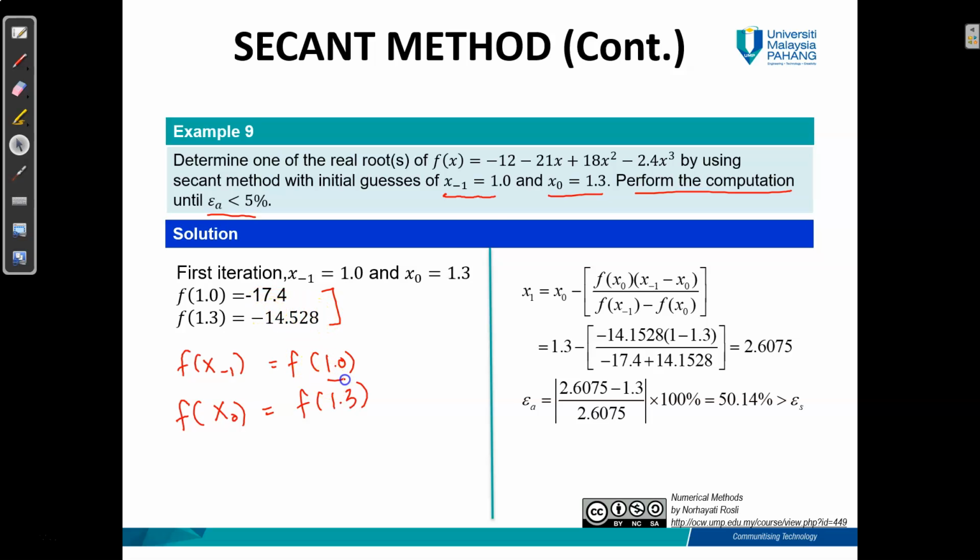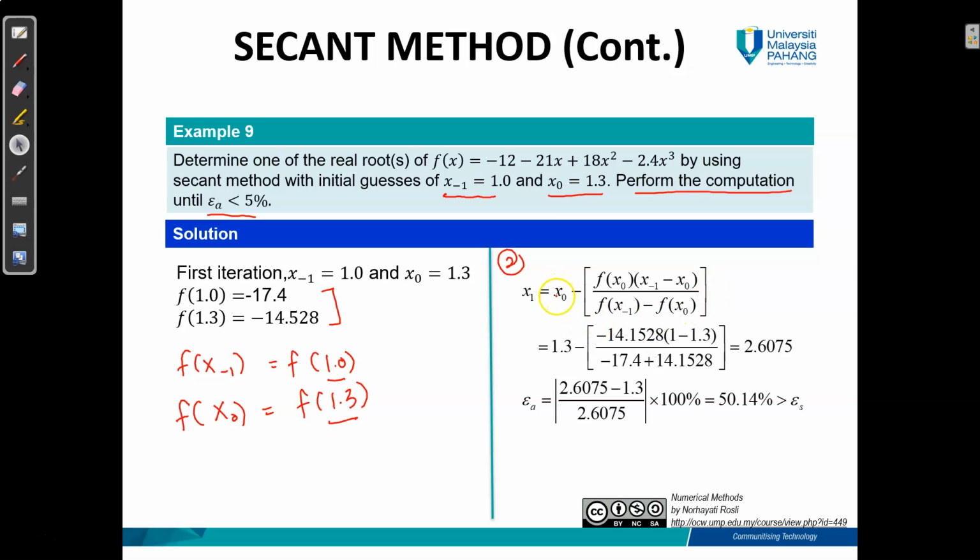You need to substitute 1 in this x, okay? And then you use your calculator, you will get -17.4. And then when you compute for 1.3, its function, so this 1.3, we substitute in this equation, we'll have here -14.528.